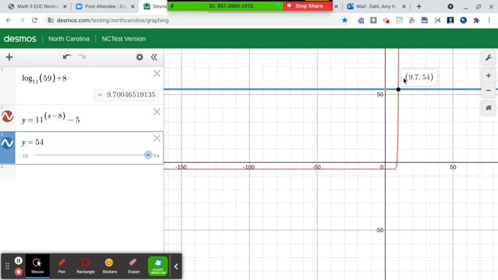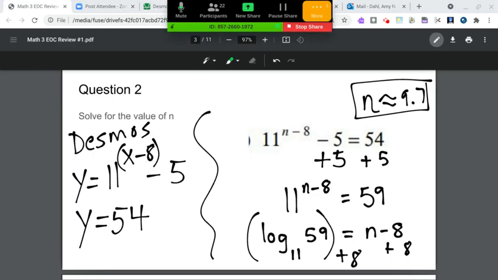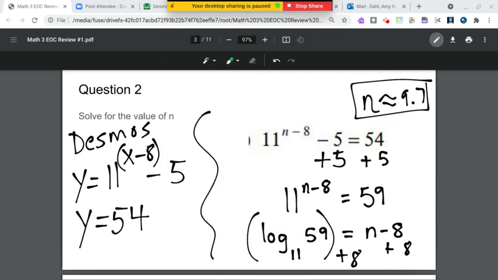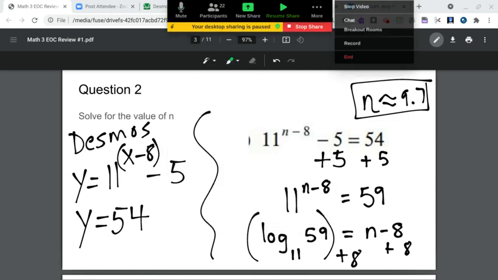So I showed you how to do it algebraically, and I showed you how to do it in Desmos. Either way works. Okay, any questions on number 2? Any questions on question number 2? Okay, let me turn my video off.